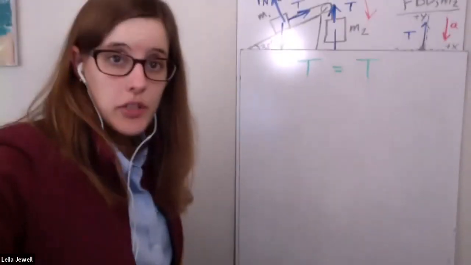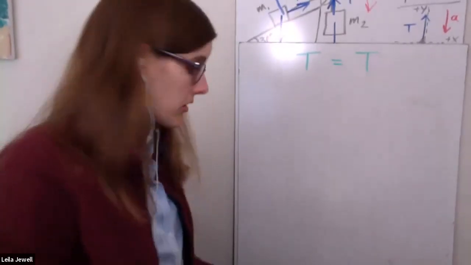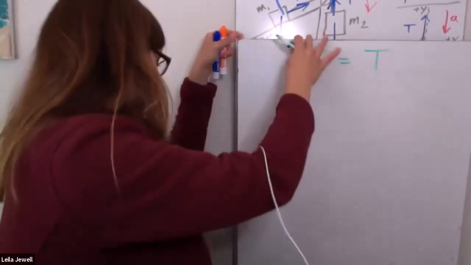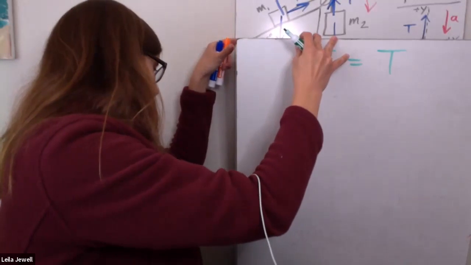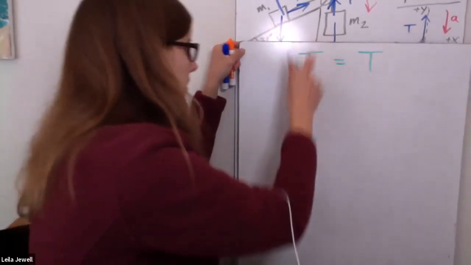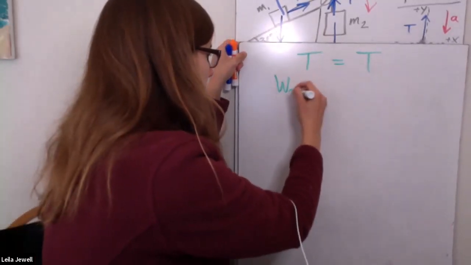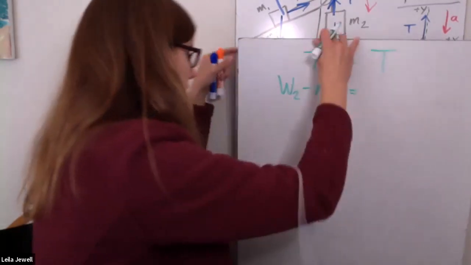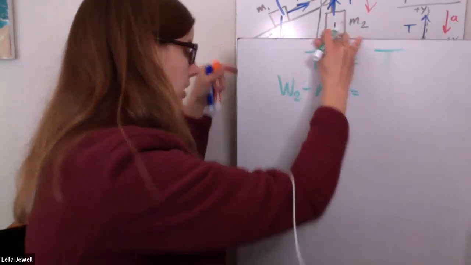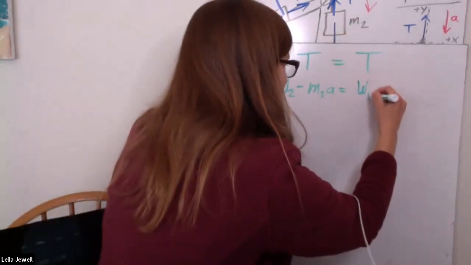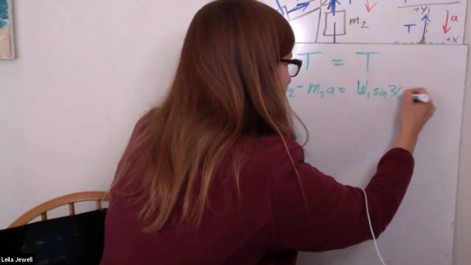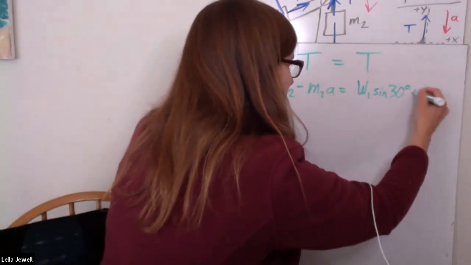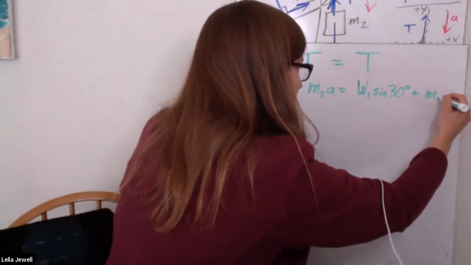What I'm going to do is just use a tension from either of the two equations. So on the left side, we had W2 minus M2A, and that's equal to, on the right side, we had W1 sine of 30 plus M1A.